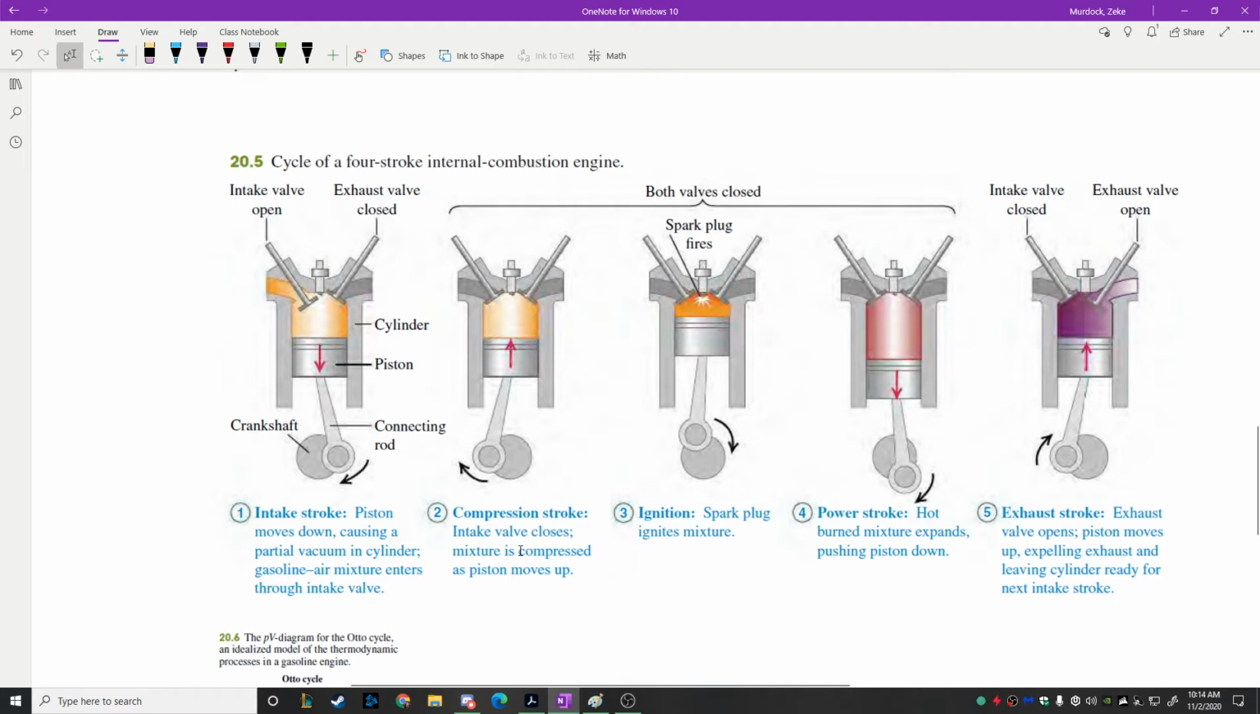You were thinking isothermal? Oh, Andrew, I see you said constant. I missed that. Okay. So compression stroke. Intake valve closes, mixture is compressed as the piston moves up. So the claim is this is an adiabatic process right here. That's the claim, okay? That there is no heat exchange with the surroundings in this system.